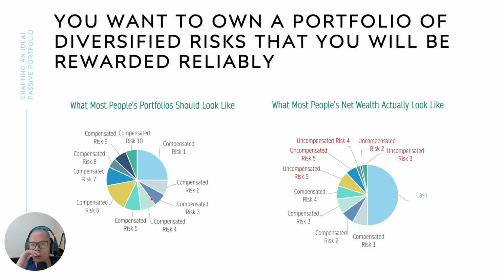Okay, so essentially, when you own a diversified portfolio, most people look from the returns angle, but basically what you want to own is a portfolio of diversified risk that you will be rewarded for reliably. So what most people's portfolio should look like is something like this. You can see that it's a pie chart of, let's say, different kinds of investments. Could be equities, could be bonds, could be property, and could be cash.